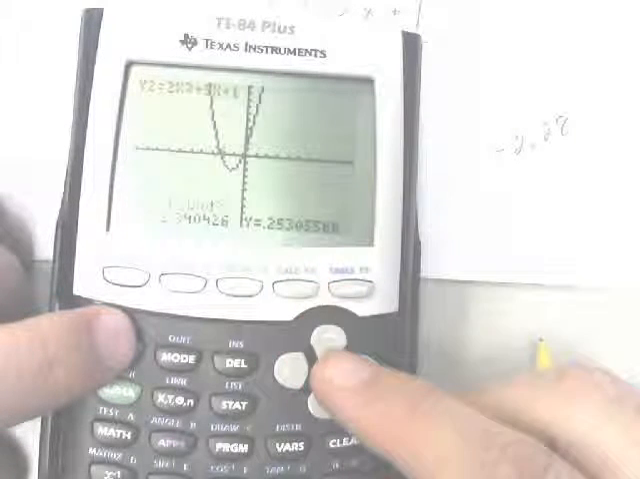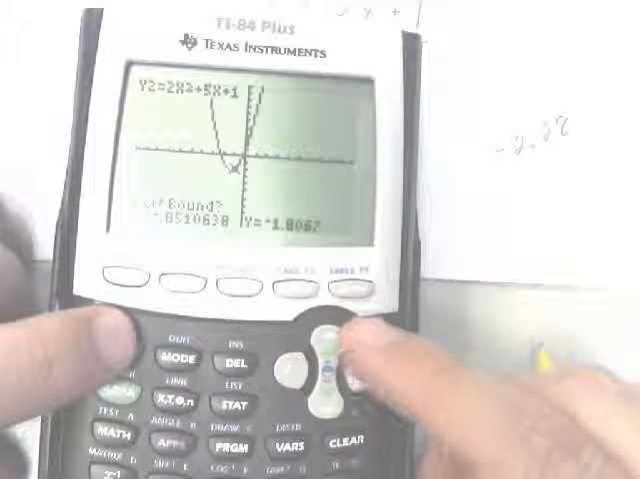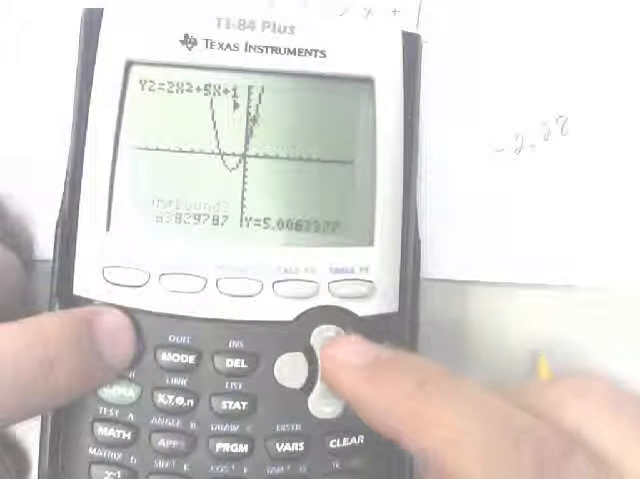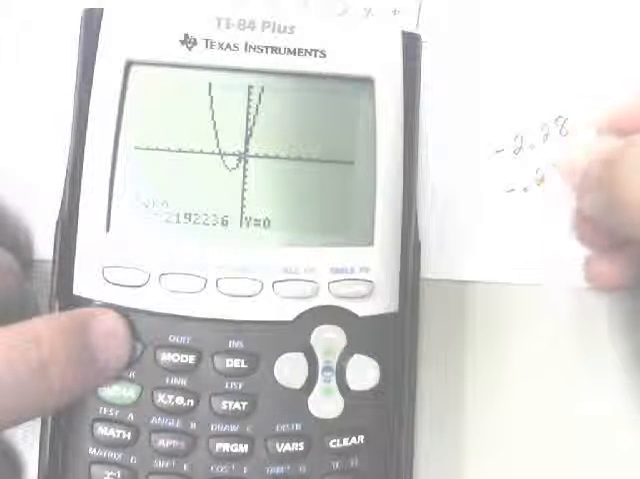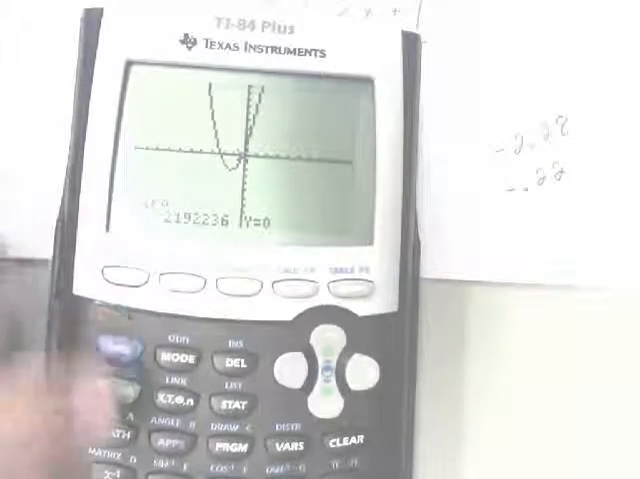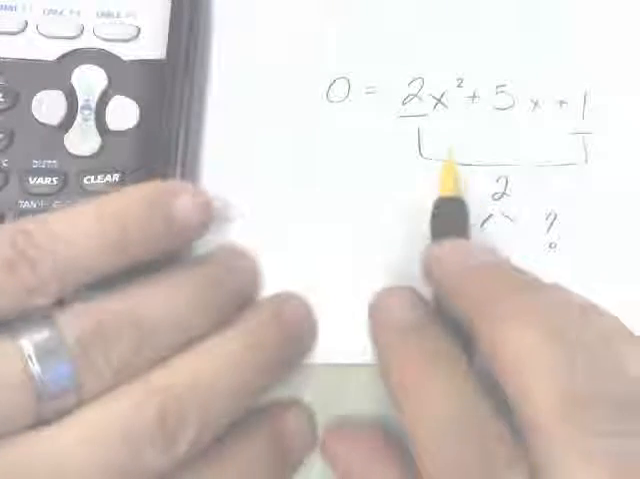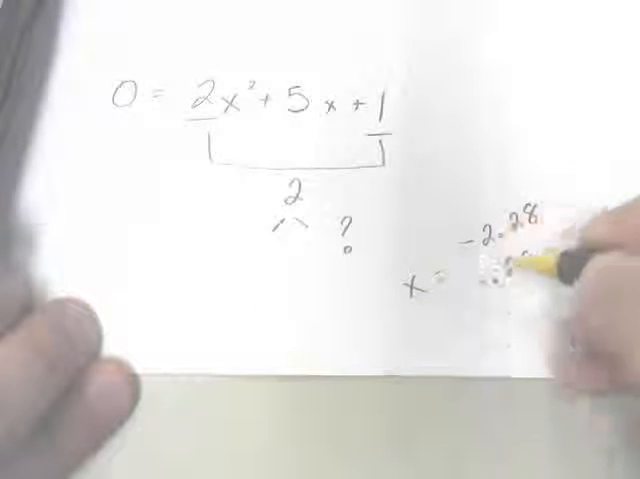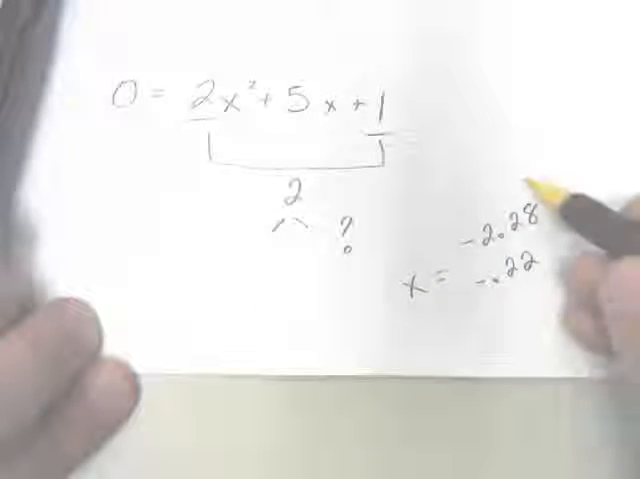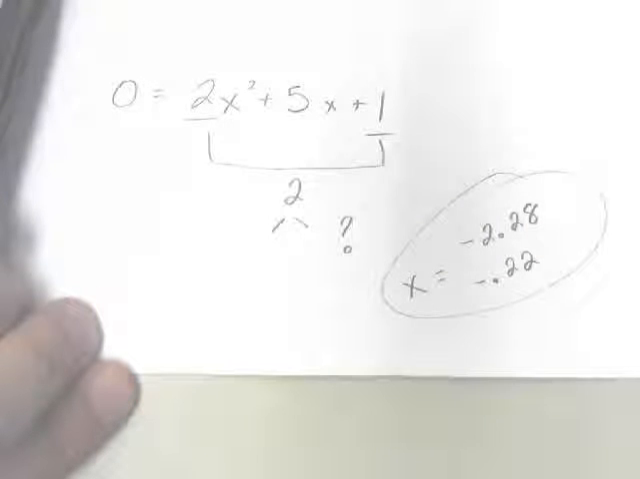Let's find my second 0. Okay, I'm to the left, I'm to the right, hit enter. Negative 0.22. That's my second 0. So the answers to this equation are actually x equals those two values. I know that I couldn't find them by factoring because this problem was prime, but I was able to find them using my calculator.